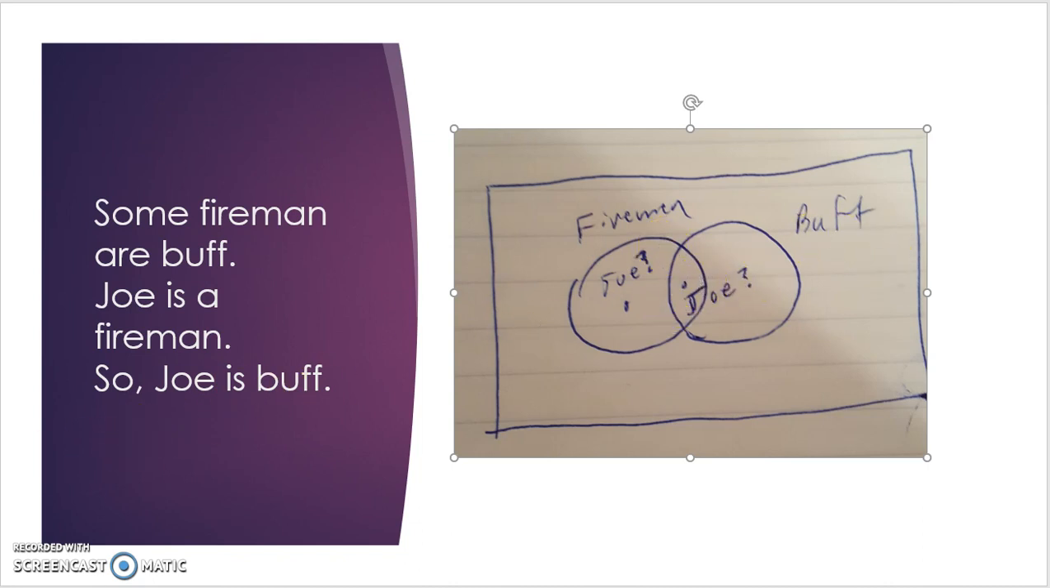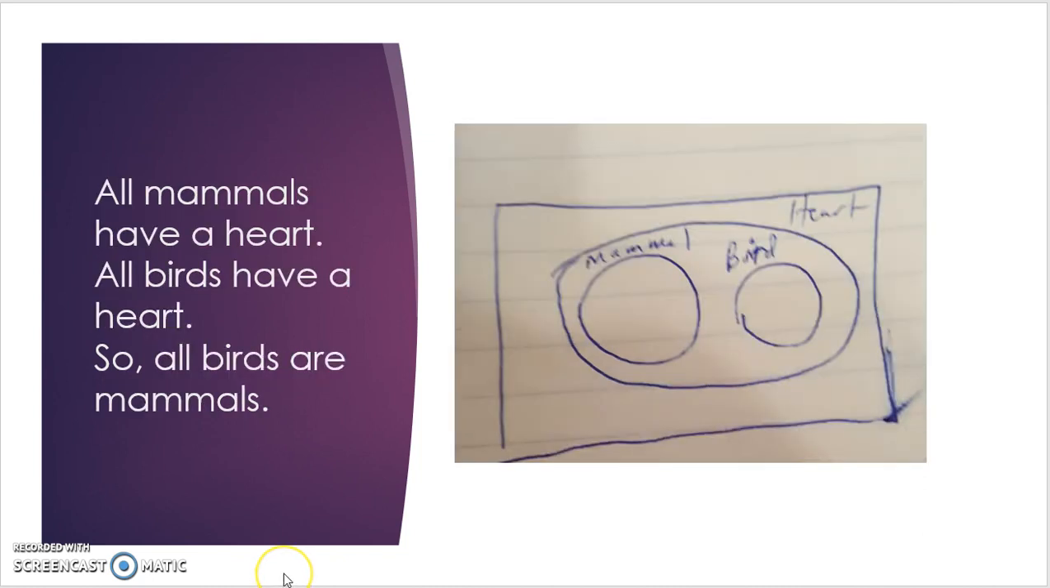Okay, another invalid argument. And this one does not involve an element. All mammals have a heart. All birds have a heart. So, all birds are mammals. Alright, well, let's see here. I have to put the mammals circle inside the heart circle. And I have to put the bird circle also inside the heart circle. But I really have three possibilities. I've only shown one of the three. Or actually four possibilities, come to think of it.